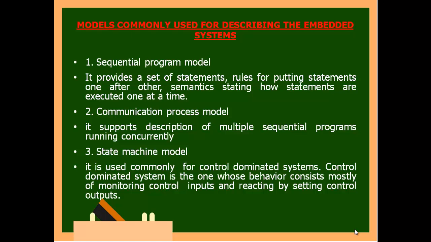For any embedded system, when you are explaining to higher officials like board members or directors, you have to explain it in a sequential programming model. I repeat, it is a model used only for describing how you are going to describe your system. Then the communication process model supports description of multiple sequential programs running concurrently. This is otherwise called the concurrent model also.